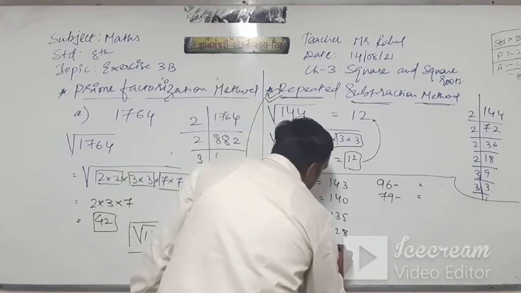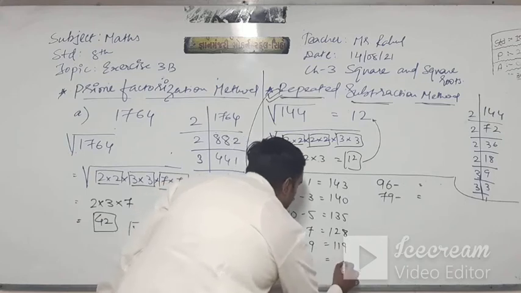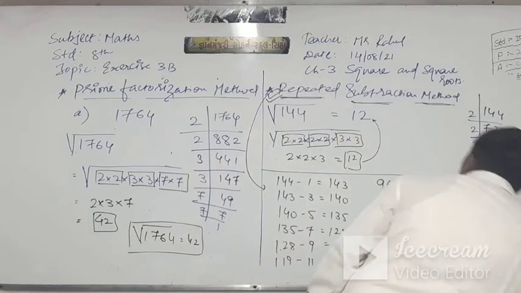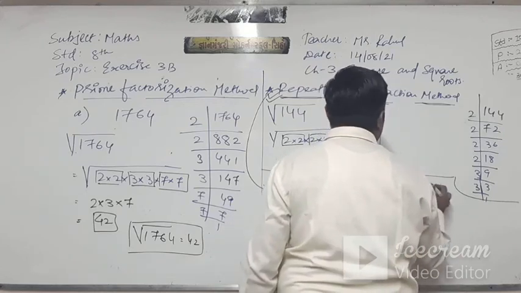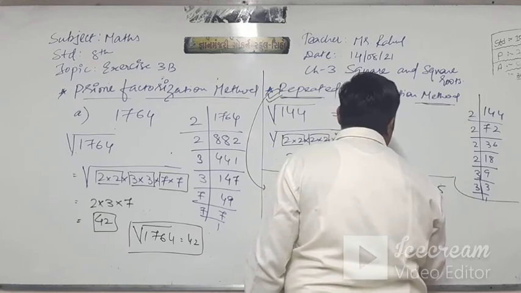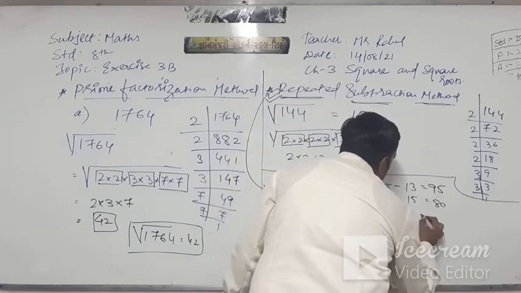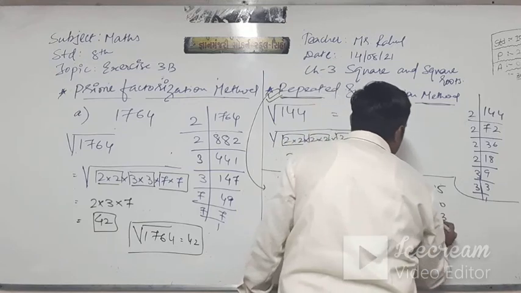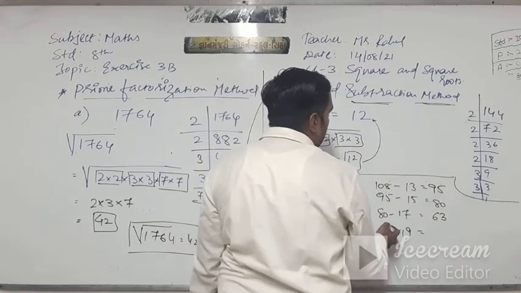120 minus 1, there is 119. 119 minus 11, that is 108. 108 minus 13, that is 95. 95 minus 15, there is 80. 80 minus 17, that is 63. 63 minus 19, that is 44.